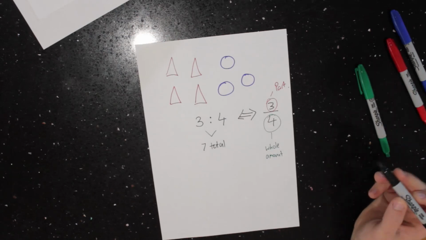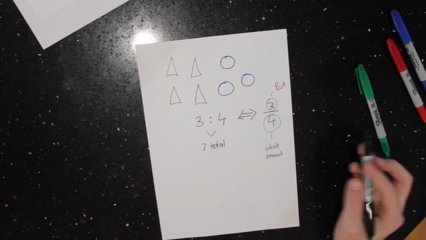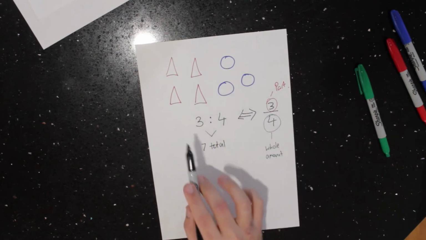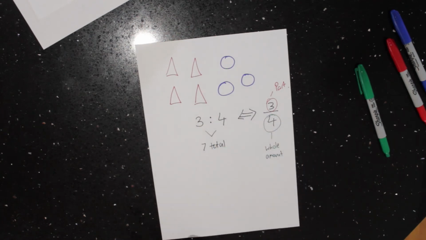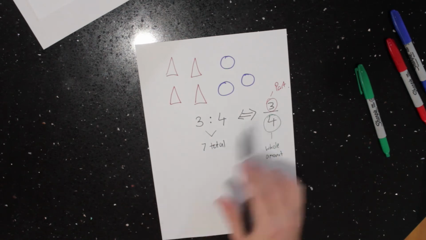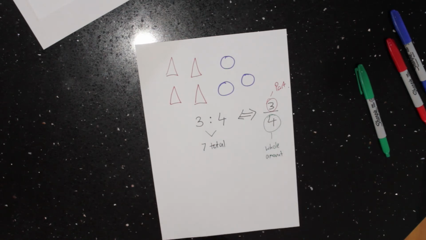But that's a little intro on how to write ratios. It's pretty simple. Just make sure you keep in the order of what the question asks. Put your little dots in the middle to signify it's a ratio. Make sure they're in the same units before you convert it. And hey presto, you can write ratios.